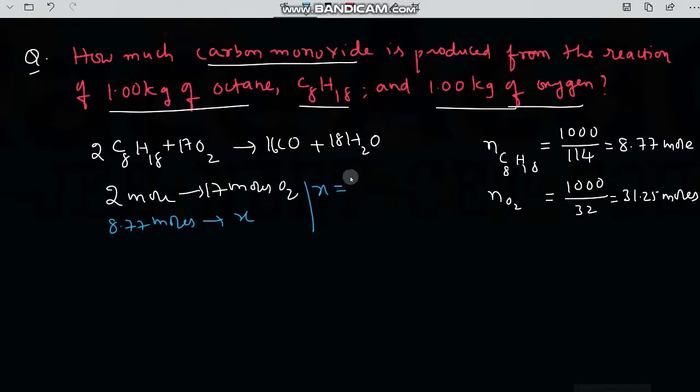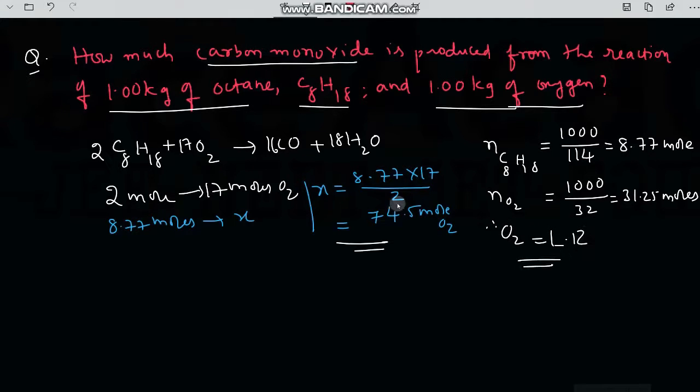What is x? X is equal to 8.77 into 17 by 2. After multiplication and simplification, we will get 17.5 moles of oxygen. The meaning of this is that oxygen is the limiting reagent. Therefore O2 is the limiting reagent. From these two steps we can understand what the limiting reagent concept involved in this is.